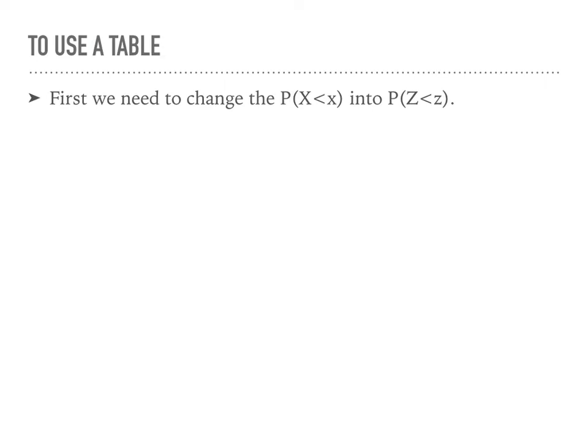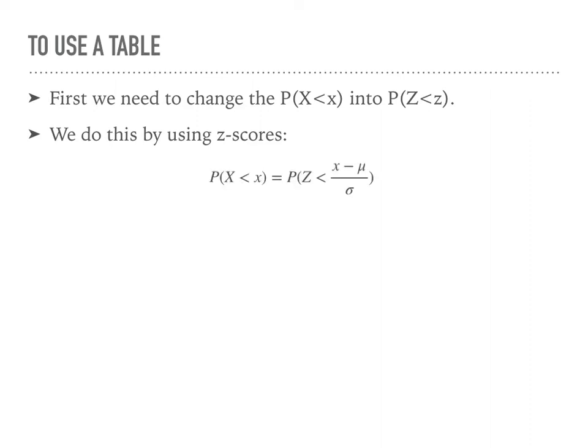In order to use a distribution table for the standard normal distribution, we first need to change the probability that x is less than little x into the probability that z is less than little z. We do this by using z-scores, so we're changing our normal distribution into the standard normal distribution. Once we've done this, we're able to use our tables. If you look online, you'll see that I've posted links to all of the distribution tables that you need, and I also have some of them embedded within this video here.